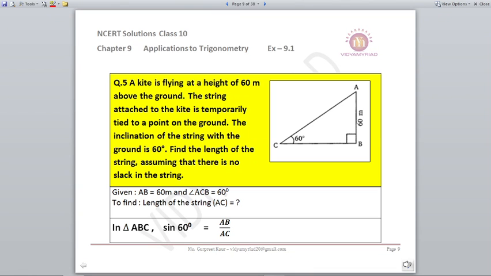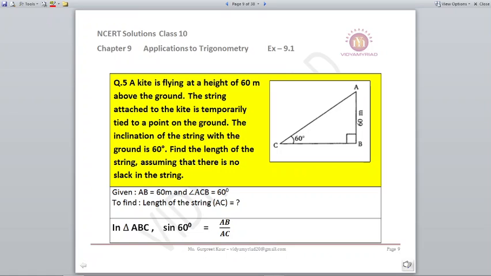Question number 5. A kite is flying at a height of 60 meters above the ground. The string attached to the kite is temporarily tied to a point on the ground. The inclination of the string with the ground is 60 degrees. Find the length of the string, assuming that there is no slack in the string. So what is the string over here? AC is the string. Height is given to us, that is 60 meters.